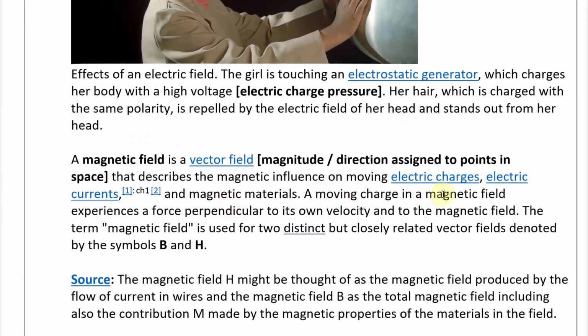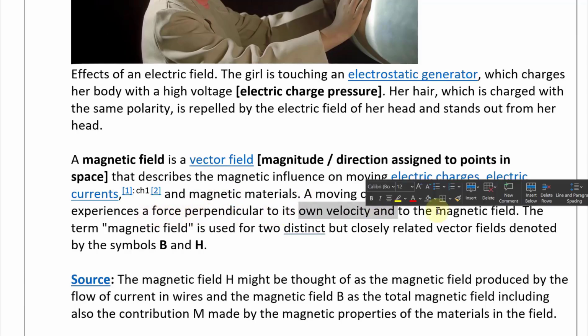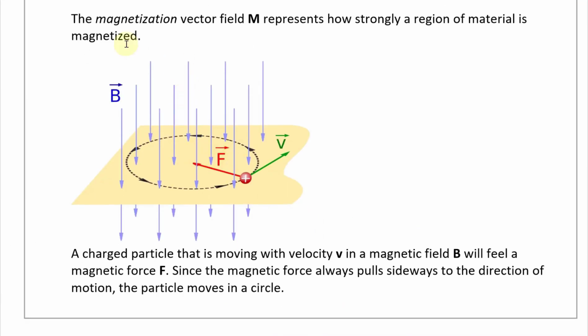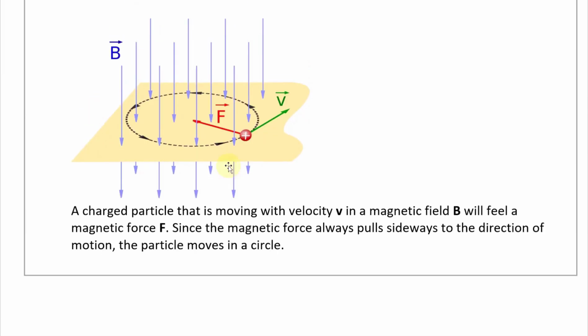A moving charge in a magnetic field experiences a force perpendicular to its own velocity and to the magnetic field. So you're going to get something that looks like this. If you have the B field going downwards, and the charge is moving this way, you're going to experience a force F that's perpendicular to B and to the velocity, and for a positive charge in this case it goes inwards. But it's always going to be inwards because it's still moving, so in other words, it's going to move around in a circle. So I'll just read that over here.